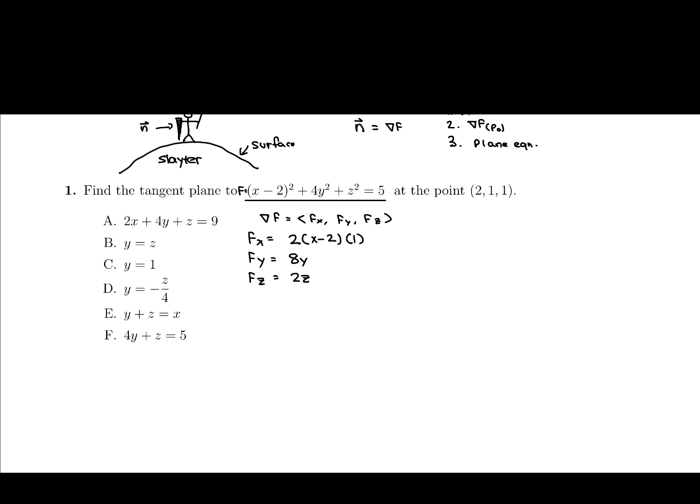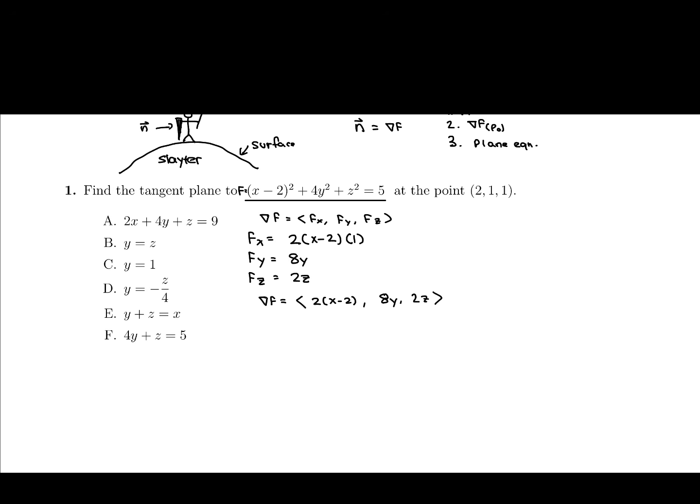Okay, so now we can build our gradient vector, which will be 2(x minus 2), 8y, 2z. Let me fix that up.